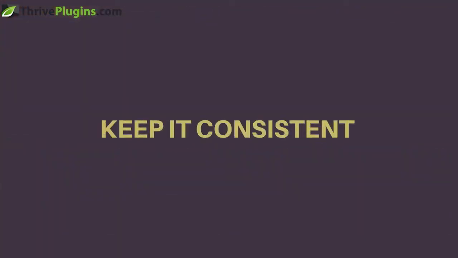Rule number 3 is keep it consistent. So this is another simple design rule where you just want to have consistency in your design. For example, if you have a subheading on a sales page and it has a certain font size, a certain placement like alignment, then you want to use that same font size, color, alignment, and so on for all the other subheadings on the page.